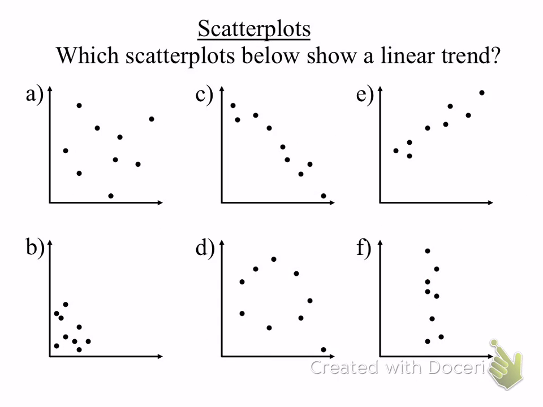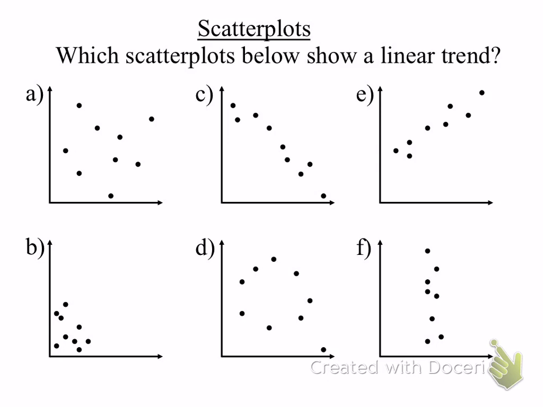All right, let's look at this. Is this a linear trend? No. Okay, so we can't write the equation for that. Okay, what about B? No, it's not a linear trend. It's not making a line. That is not a line. It's a blob.